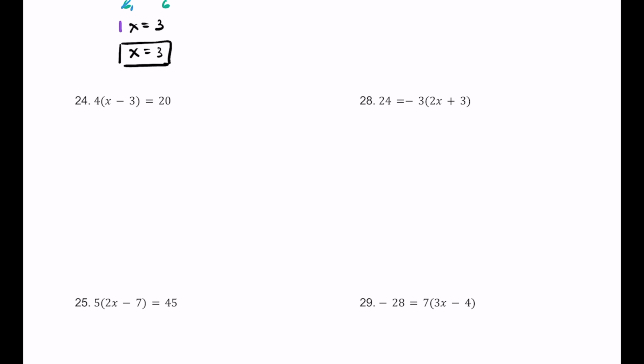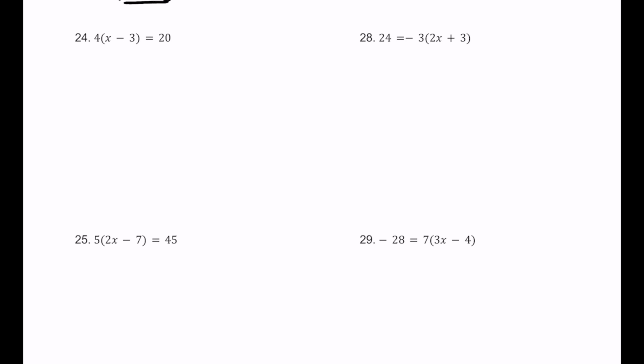All right, let's check out 24. For 24, the first thing we're going to do is distribute the 4. 4 times 1x. Remember, there's an invisible 1 in front, so 4 times 1 is 4, so we have 4x. And then 4 times this negative 3 is going to be negative 12, so we're going to write minus 12 is equal to 20. So there's the distributive property.